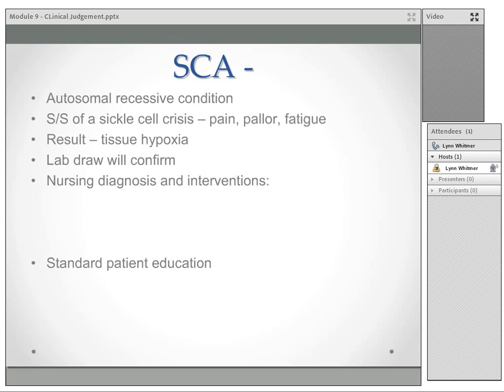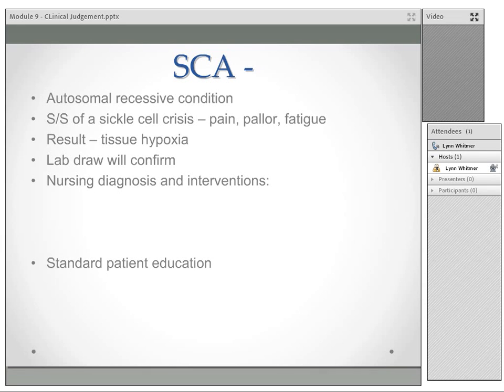Sickle cell anemia, again, is an autosomal recessive condition, so both parents have to have the gene for the child to have the disease. Sickle cell trait does not carry any of the disease entities. They just carry the genetic component, but sickle cell anemia or sickle cell disease is indeed a full-blown problem.